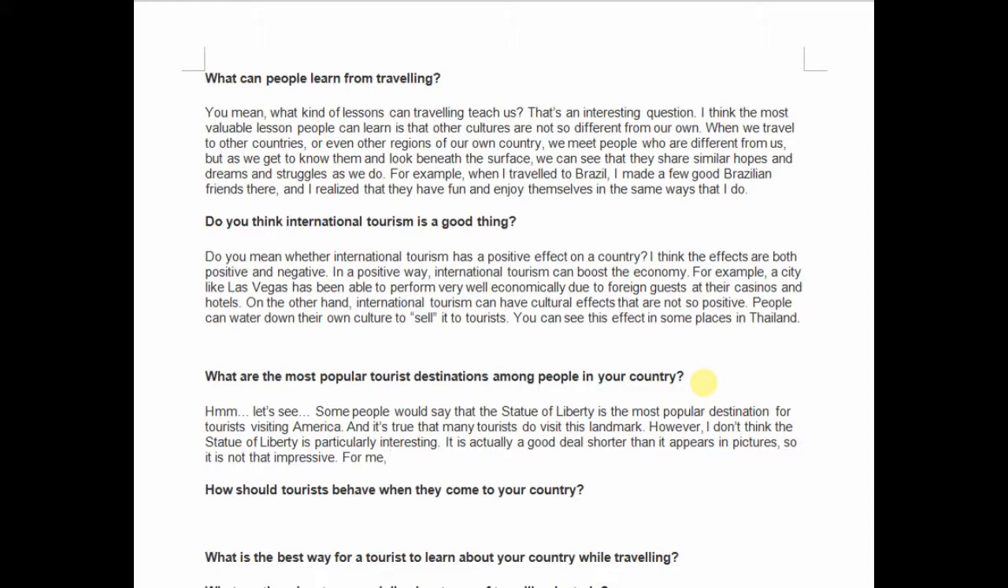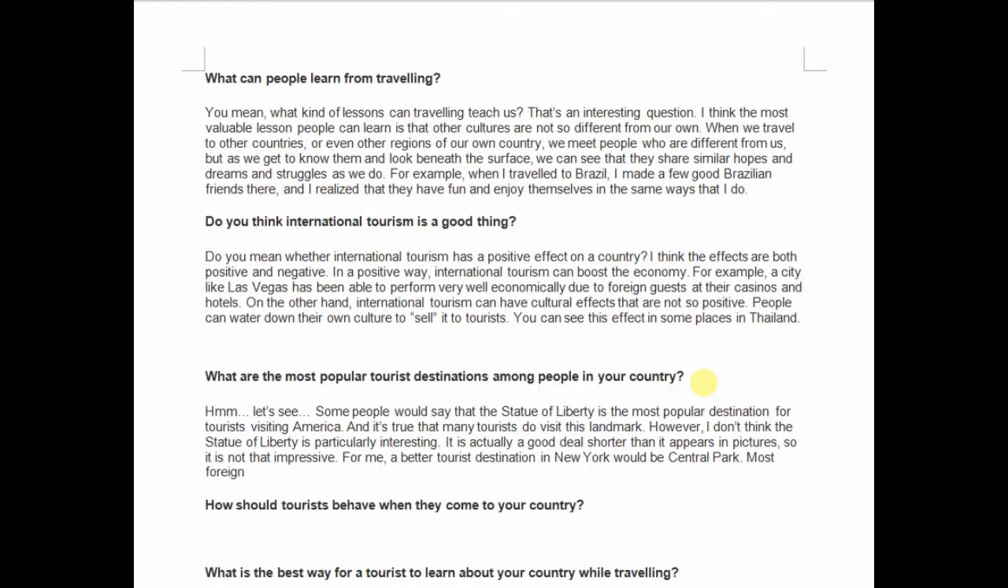For me, a better tourist destination in New York would be Central Park. Most foreigners that I have met say that Central Park was very impressive and interesting to them.